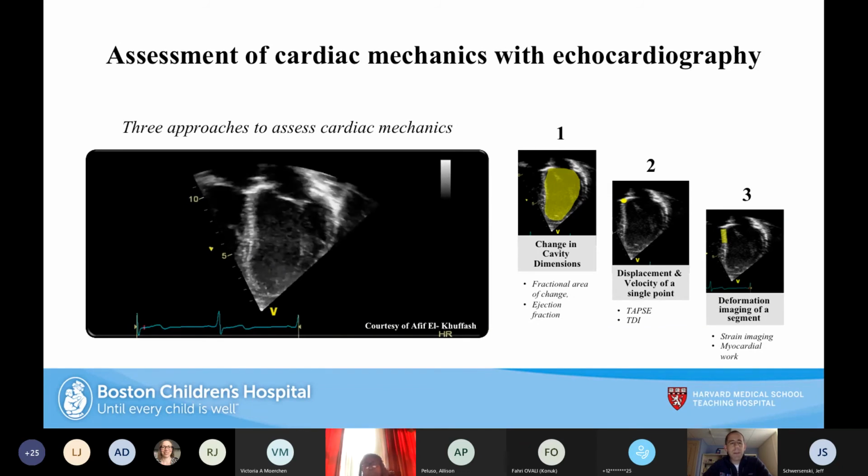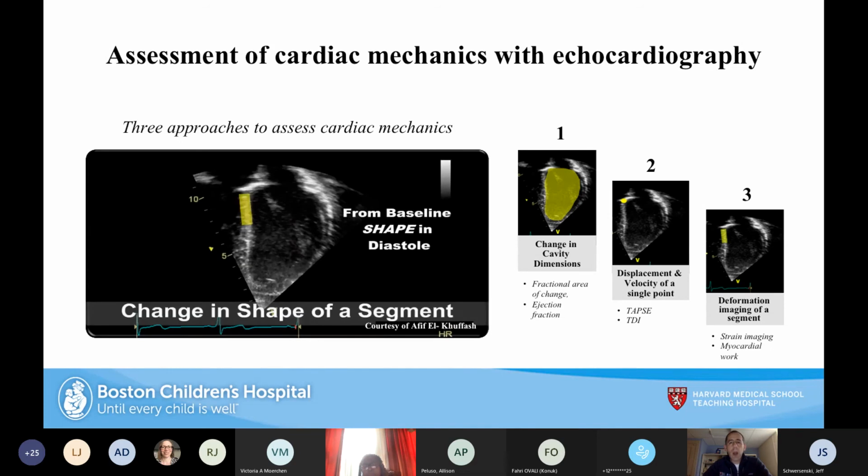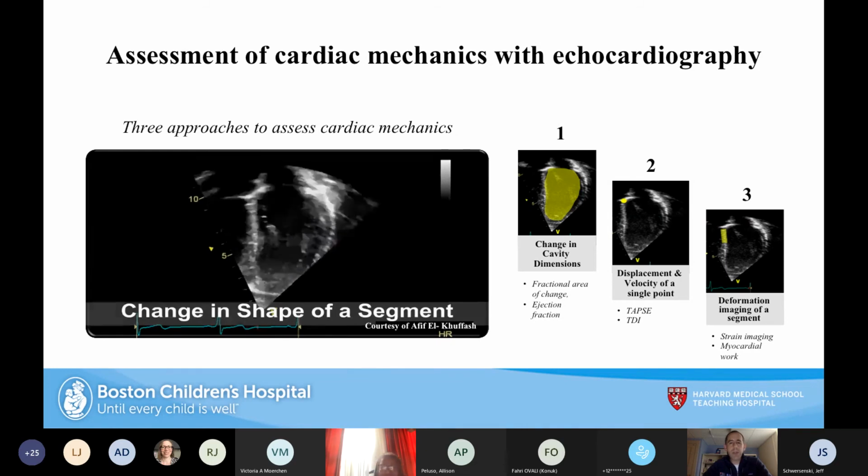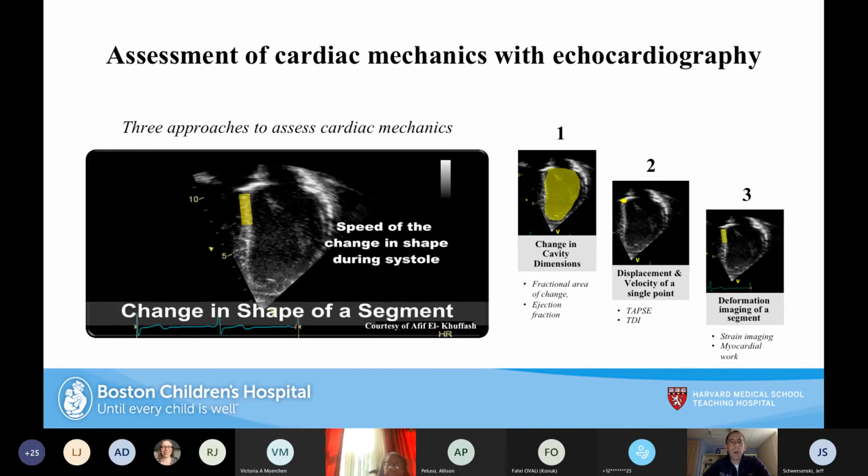And finally, some novel measures that are more sensitive and more specific are deformation, which is a change in the shape in diastole from baseline to a new deformed shape in systole. So this is the new strain imaging or myocardial work.